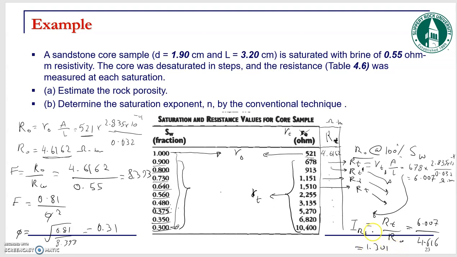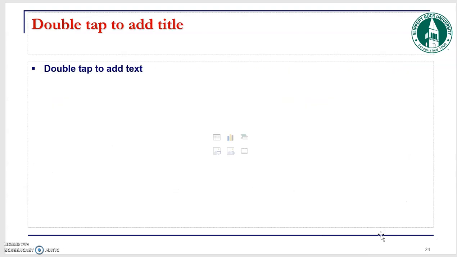right? So you will have basically another column here with all the IR values. For each of these RT values, you will have one IR value, right? So your table would look something like this.